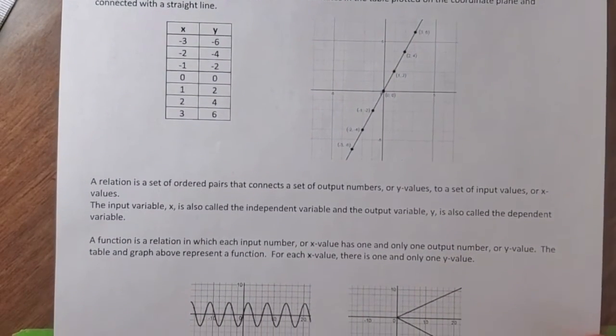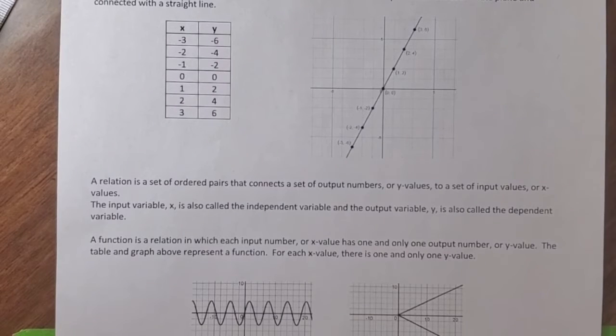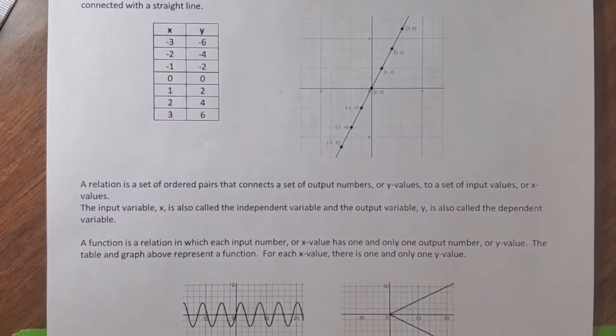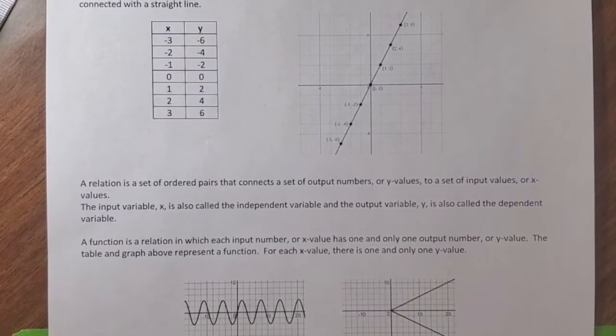Continuing on, let's read a little more about it. A relation is a set of ordered pairs that connects a set of output numbers or y values to a set of input values or x values. The input variable, x, is also called the independent variable, and the output variable, y, is called the dependent variable. A function is a relation in which each input number or x value has one and only one output number or y value. The table and graph above represent a function. For each x value, there's one and only one y value.